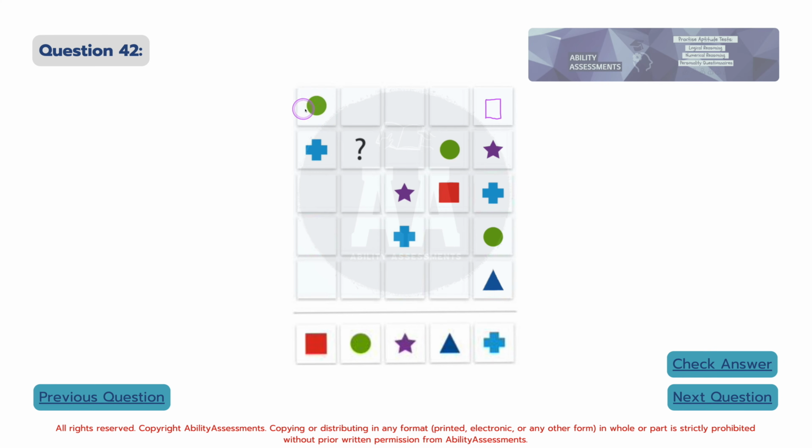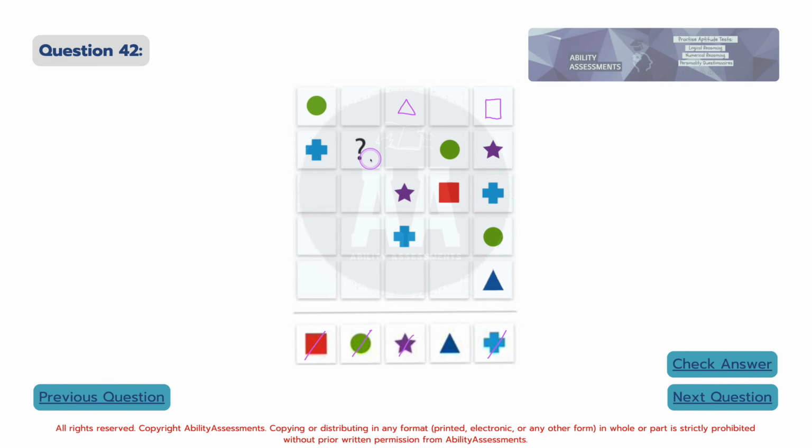So this cell cannot be a circle because we already have the circle in the same row. It also cannot be a square because we have the square in the same row, so that can be crossed out. It also cannot be a star or a cross because these are in the same column, so we can cross out the star and we can cross out the cross or the plus because we have it in the same column. So this leaves us with only the triangle that can go over here. So of course we come in and we can put the triangle.